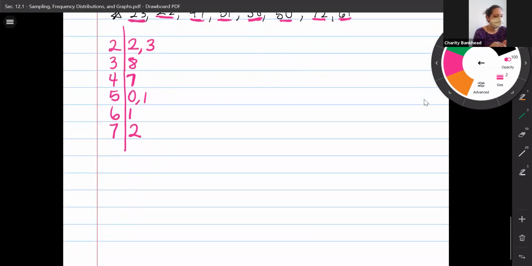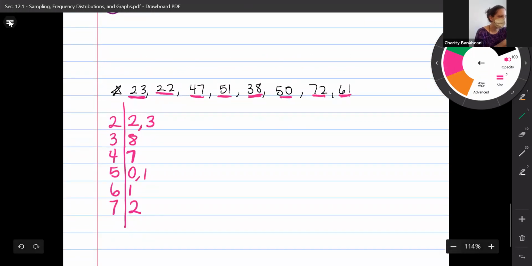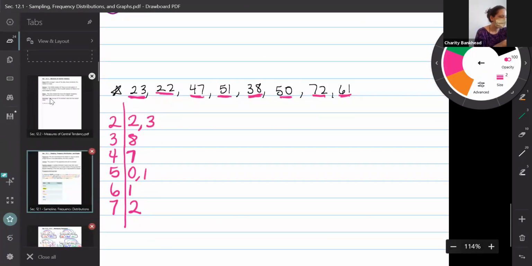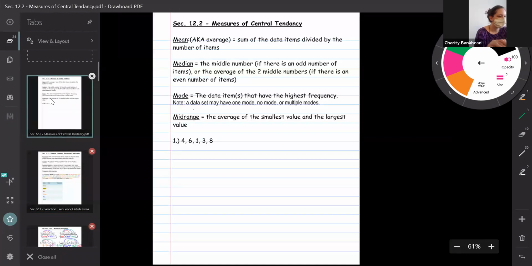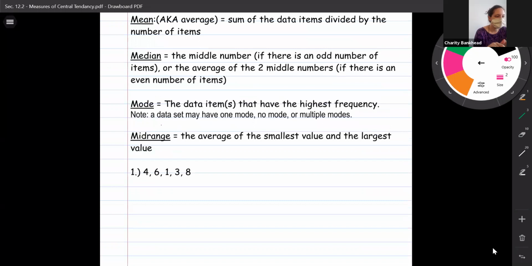All right. So I think that's the end of 12.1. And then we will move on to 12.2. 12.2 is about measures of central tendency, which is pretty much mean, median, and mode.